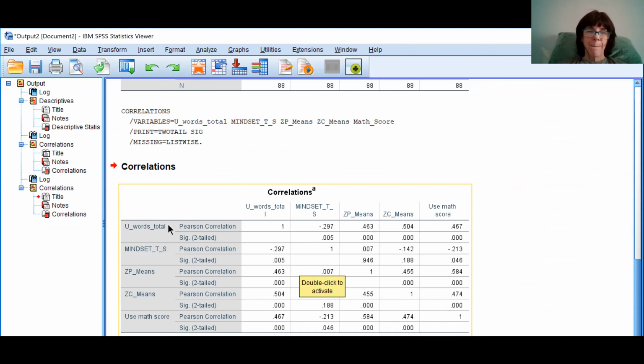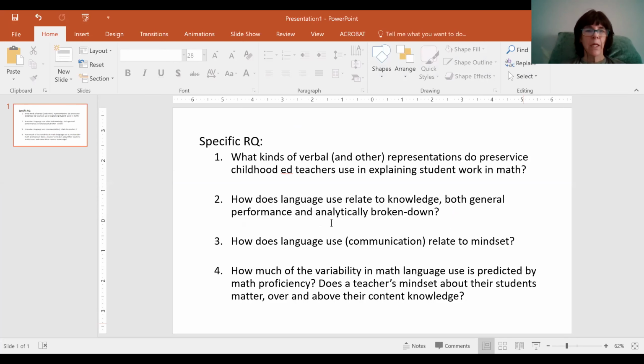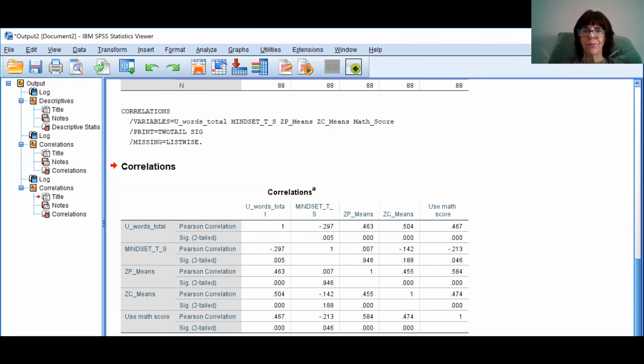One of our questions, actually question 3, is how does language use relate to mindset? And that appears as our output right here. Language use, as we worked out mathematically, has a negative relationship with mindset. So people who have a growth mindset tend to use more math vocabulary in their analyses of problems.